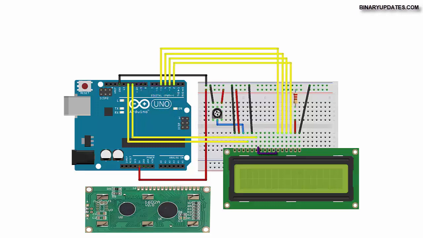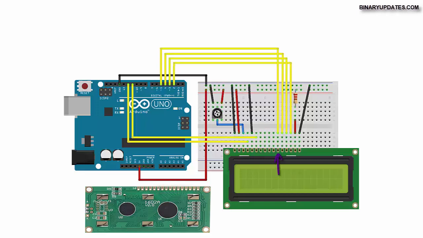LCD pins number 7, 8, 9 and 10, which are D0, D1, D2, D3 respectively, are not going to connect to anything. So pins 7, 8, 9 and 10 on the LCD will remain not connected. We will keep these pins open, so there should not be anything connected to them.